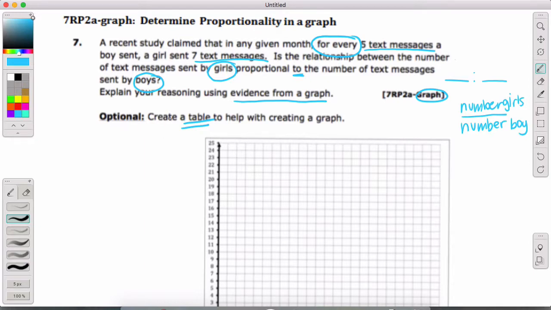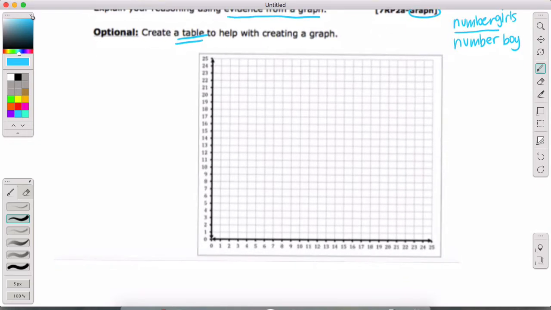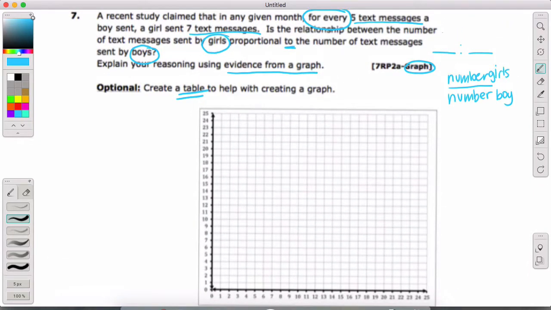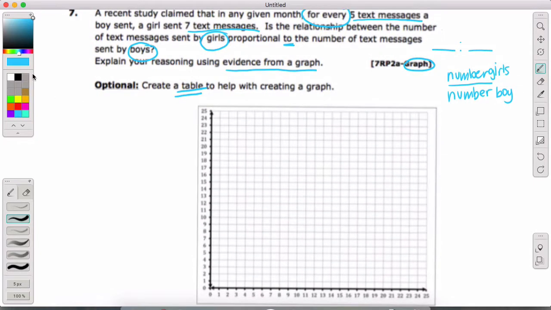It says it's optional to create a table, but I think it's really important to show that table. Your credit is not going to be taken away if you don't have a table as part of your evidence, is what that means by optional. So I know there are 5 text messages a boy sent and a girl sent 7. So let me make a table right here. We have, let's use B for boy and G for girl. So here's girls' text messages, and here's boys' text messages.